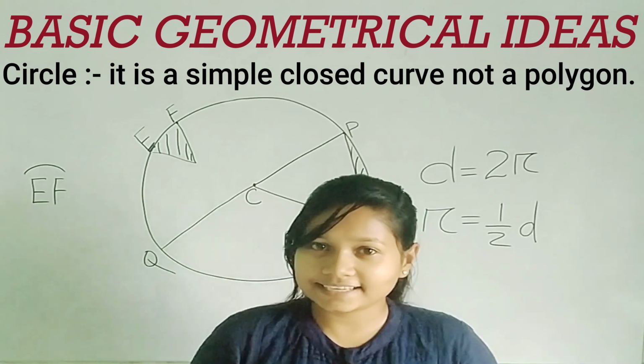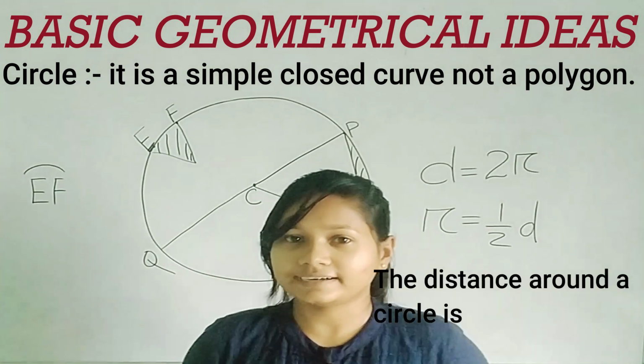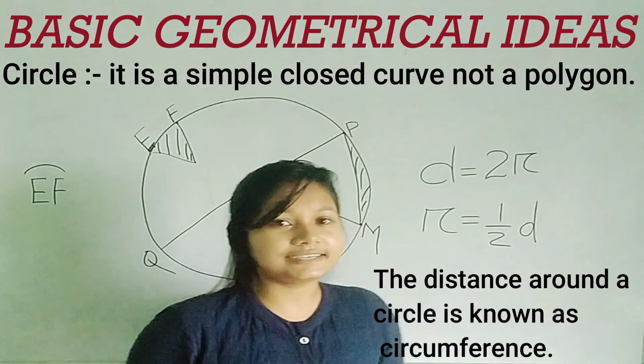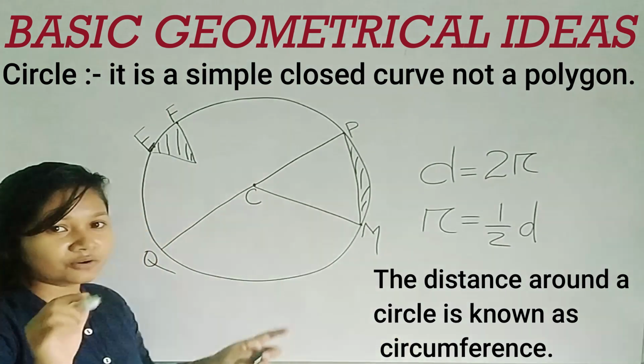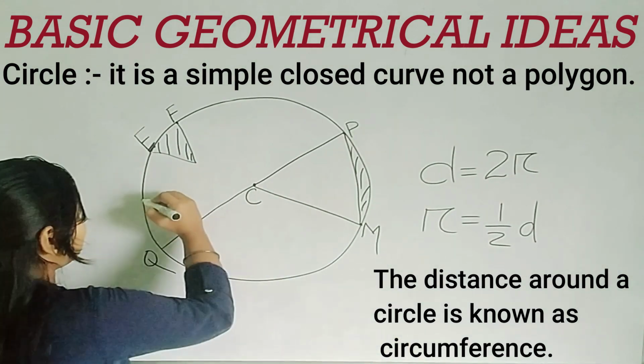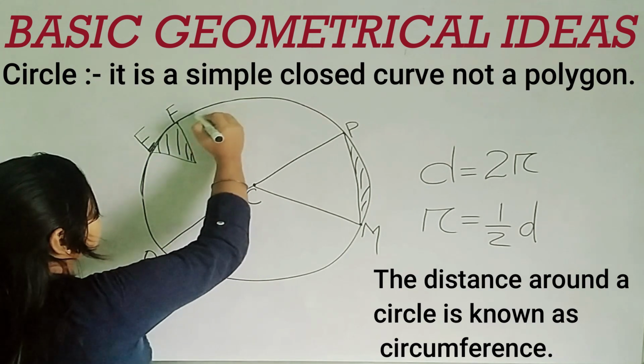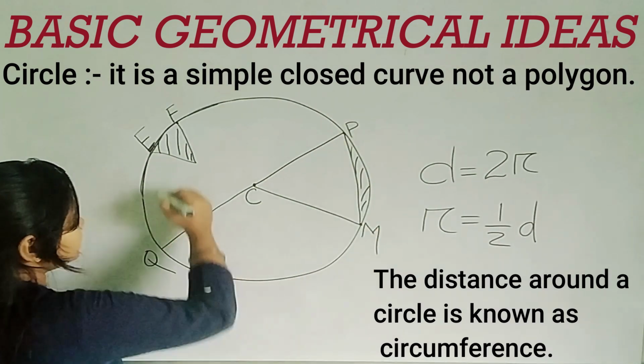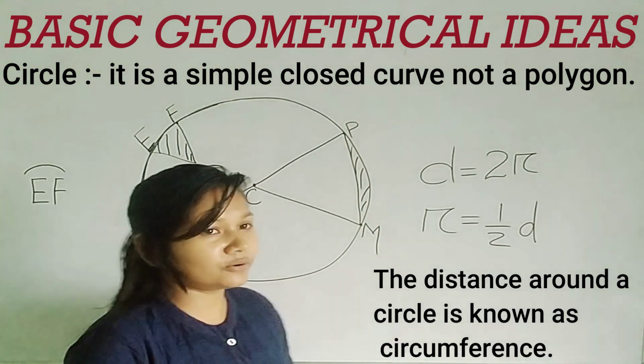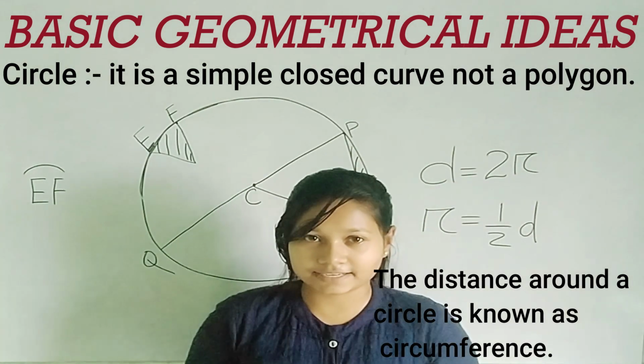Then our next point is circumference. Then what is circumference? The total distance around the circle is known as the circumference. Like this. This is the total distance around the circle, which is known as our circumference, right?